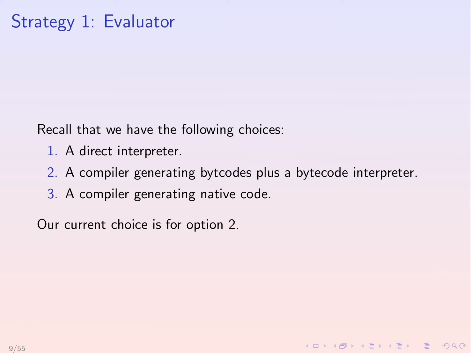So the main topic of this part 2 is the evaluator. Recall that we have the following choices: a direct interpreter, a compiler generating bytecodes plus a bytecode interpreter, and a compiler generating native code. We already said that we're not going to talk about the first possibility, a direct interpreter. So the current choice for this part 2 is option 2, namely a compiler generating bytecodes plus a bytecode interpreter.